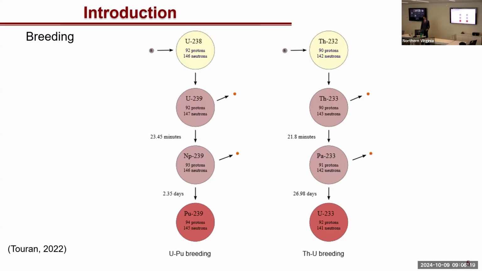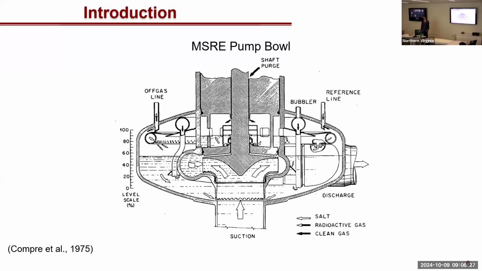So breeder reactors can come in all sorts of shapes and sizes, but within this study, we're focusing on molten salt reactors. In the molten salt reactor experiment, there are these gaseous fission products like xenon-135. Xenon-135 is a very powerful neutron poison, and it is dissolved within the salt in the molten salt reactor.